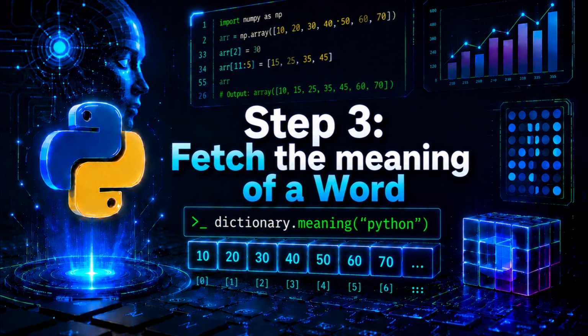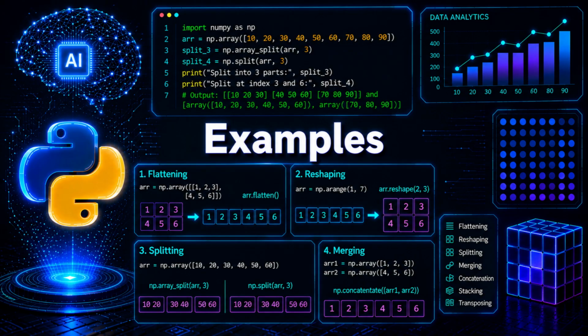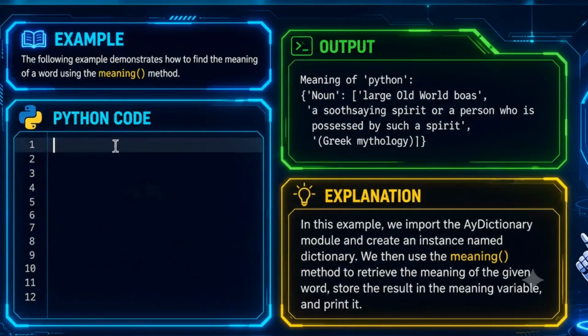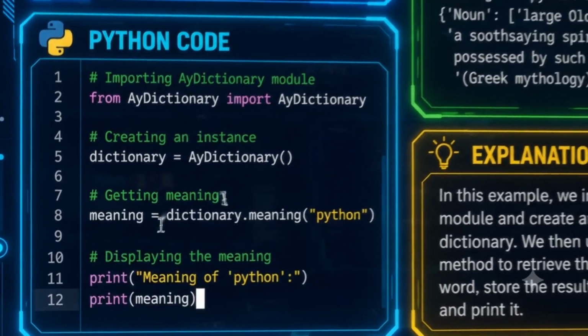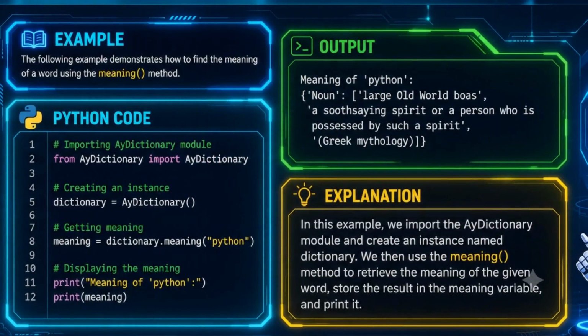Step 3. Fetch the meaning of a word. The meaning method is used to fetch the meaning of a word. It returns the definitions of the specified word. Example. The following example demonstrates how to find the meaning of a word using the meaning method. Explanation. In this example, we import the AyDictionary module and create an instance named dictionary. We then use the meaning method to retrieve the meaning of the given word, store the result in the meaning variable, and print it.